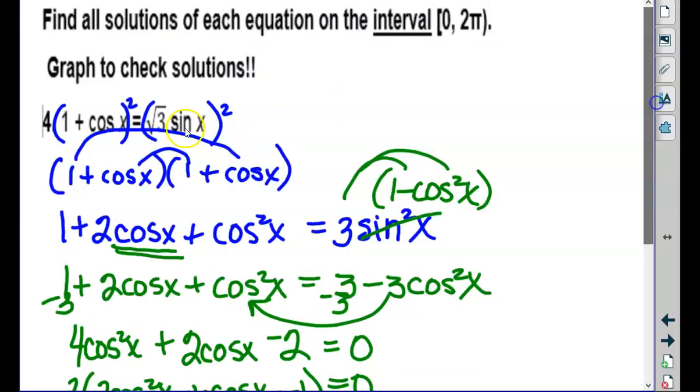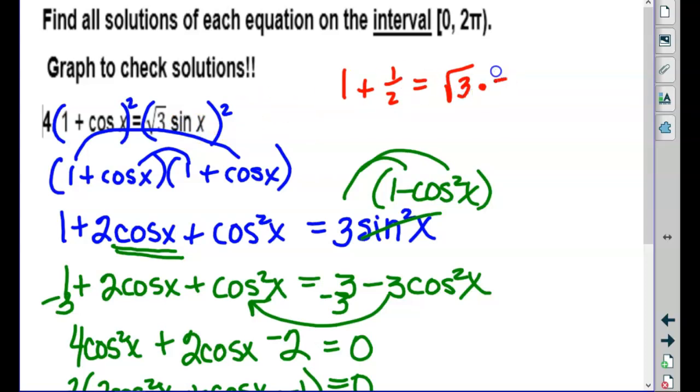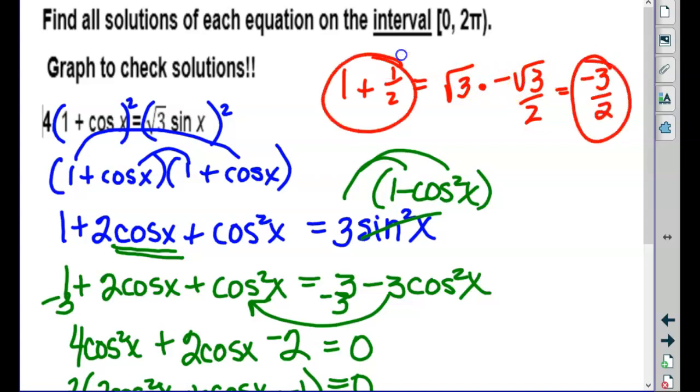5 pi over 3, if we put it in the original function here, what is the cosine at 5 pi over 3? It's 1/2, right? So we'd have 1 plus 1/2 equals square root of 3 times, what is the sine at 5 pi over 3 though? It's negative square root of 3 over 2. So when I multiplied this together, I would get negative 3 over 2. Is that ever going to equal 1 plus 1/2? Okay, because of the sign difference, that's why it didn't check. So we wound up with only 2.